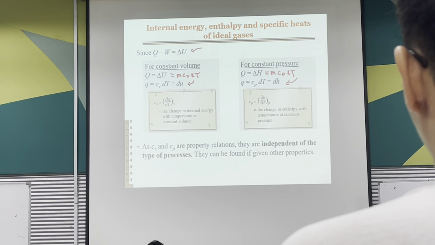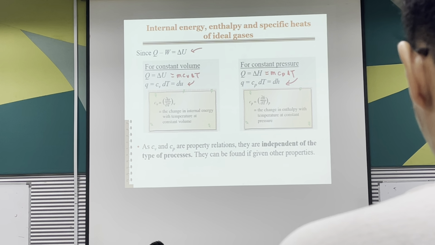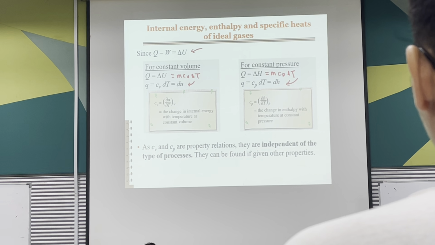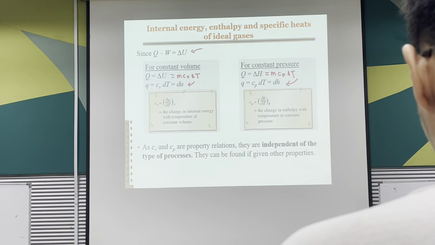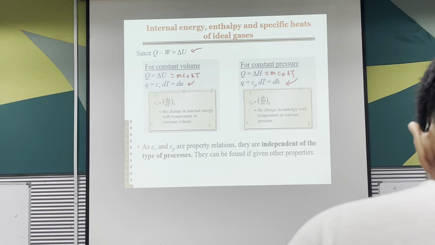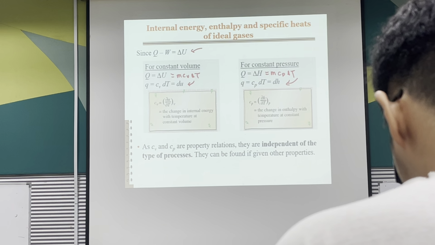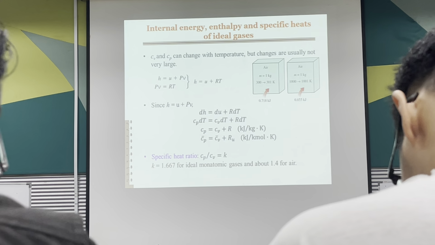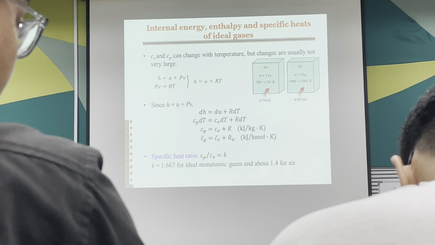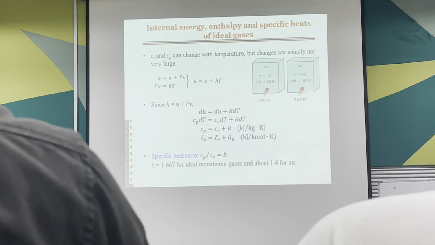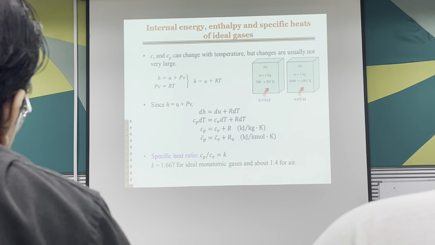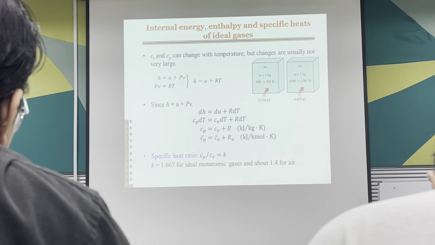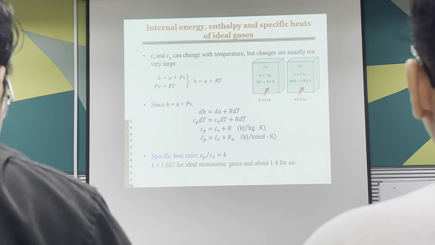We are just using this example here to derive and show you that Cv delta T is delta U and Cp delta T is delta H, but they are interchangeable for any process. So that is what we want to show you here. Again, this is only applicable for ideal gases. Now, these Cp and Cv values can change with temperature, but the changes are usually not very large. So a lot of the time we will just assume that Cv and Cp values are constant.